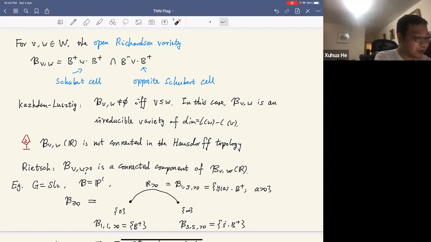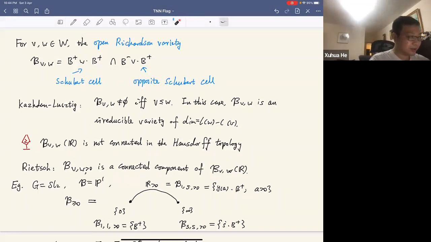I would like to point out that when we talk about total positivity, we do not use the Zariski topology, but instead we use the Hausdorff topology. If you look at this over R, in the Hausdorff topology, this is not connected. It is proved by Marsh and Rietsch that the totally non-negative part of this open Richardson variety is a connected component of this open Richardson variety over the real numbers.